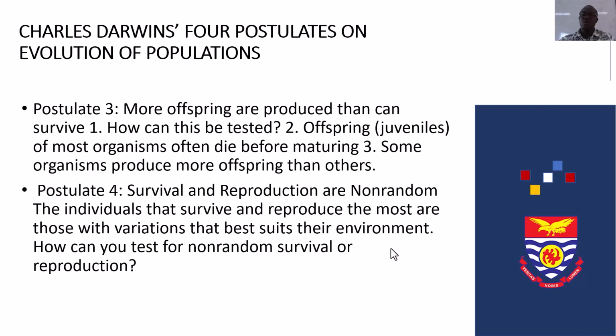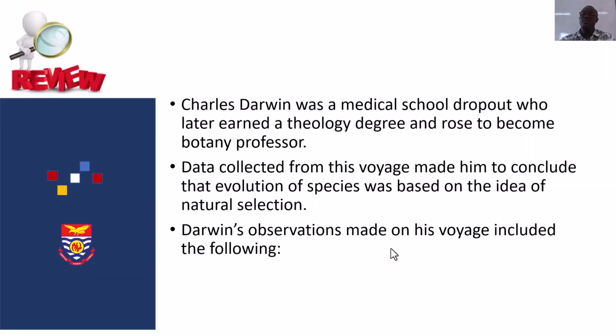Postulate 4, survival and reproduction are non-random. The individuals that survive and reproduce the most are those with variations that best suit their environment. How can you test for non-random survival or reproduction?